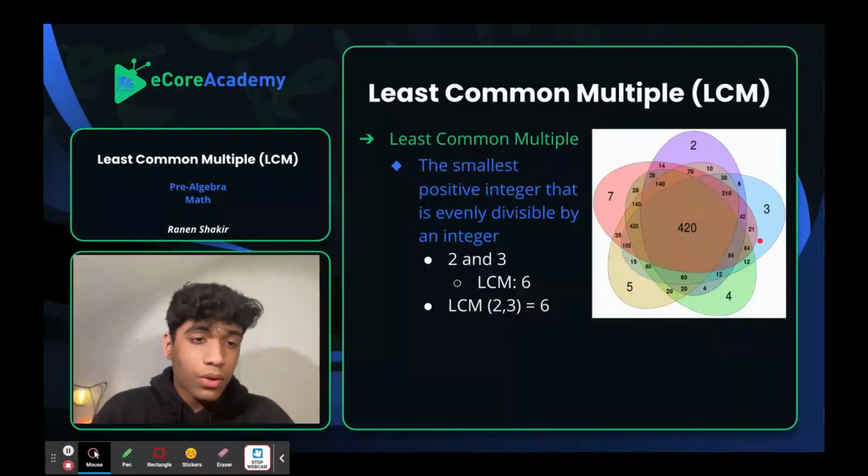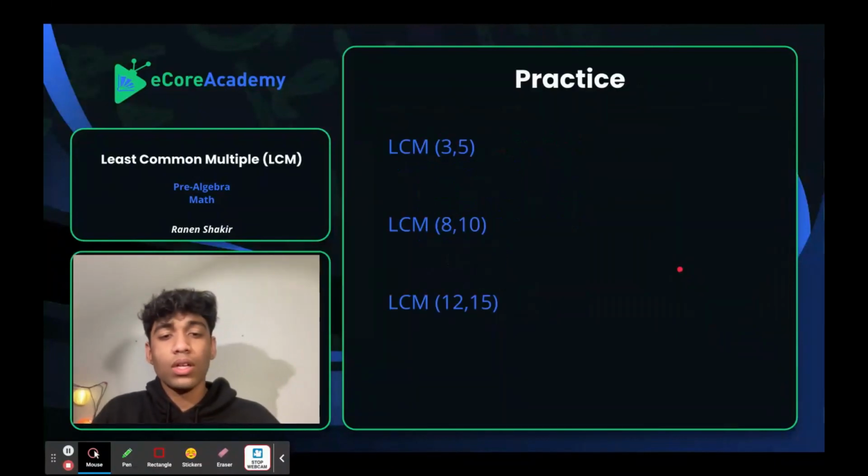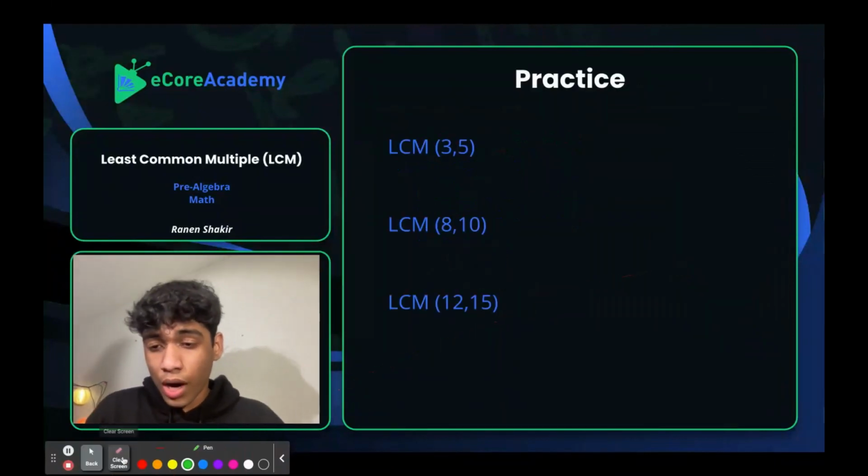And if we look at 3 different numbers, we can have 4, 3, and 2. We can see that the LCM is going to be 12. That's where all 3 of them come together. And 4 and 3 is also going to be 12. All right, cool. Let's move on. Let's do some quick practice problems.